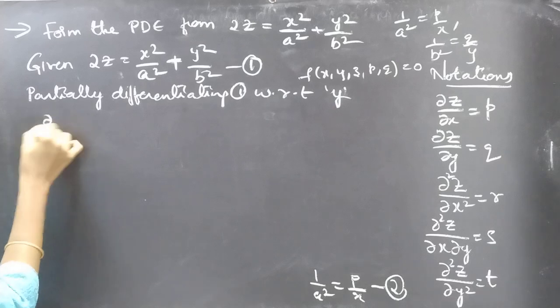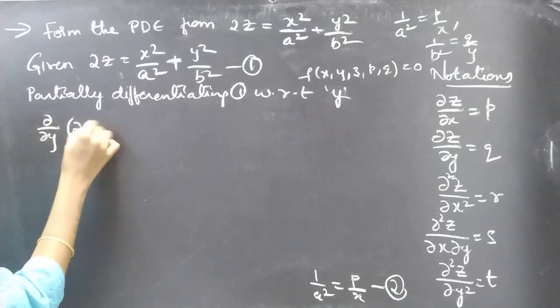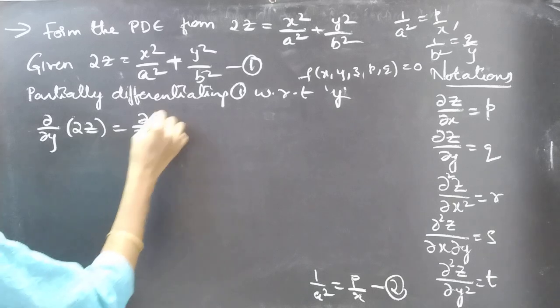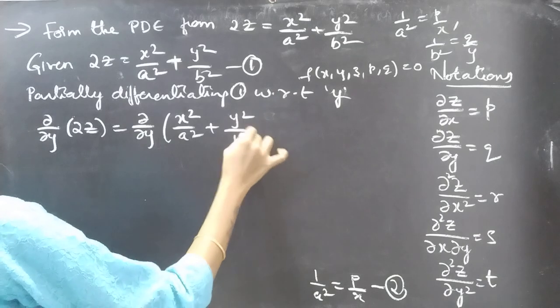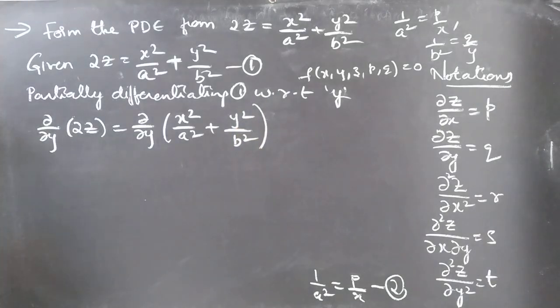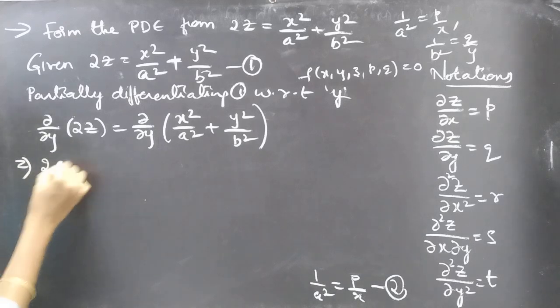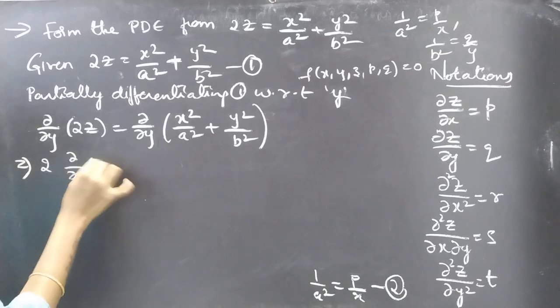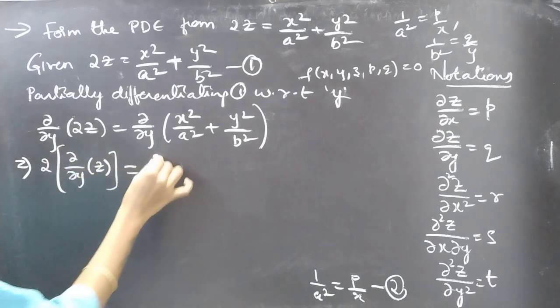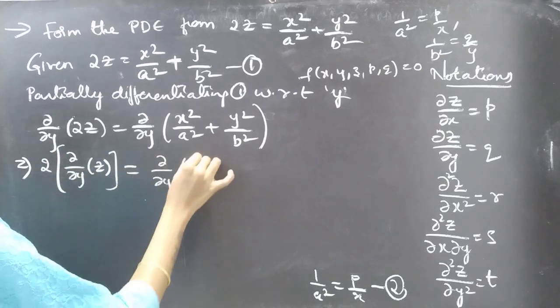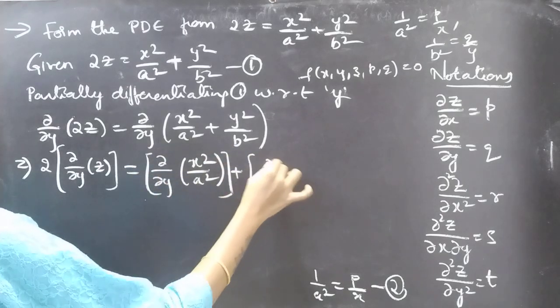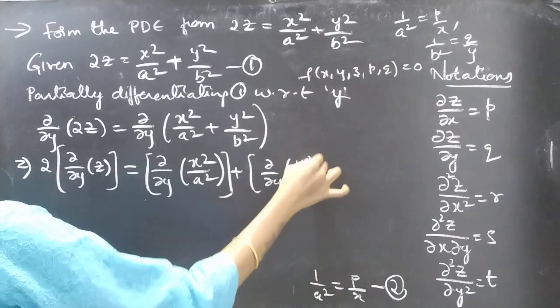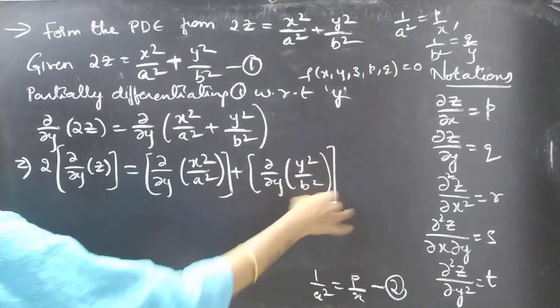So apply ∂/∂y on both sides of this equation. Since we are partially differentiating with respect to y, here x is treated as constant, and z is a function of x and y, so we'll write it as 2 into ∂z/∂y equal to ∂/∂y of the first term x²/a² plus ∂/∂y of the second term y²/b².